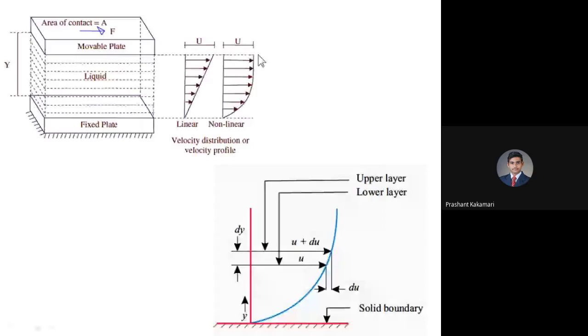Without a Newtonian fluid, it may become a curvilinear path. So the velocity, if you see, will achieve the given velocity of the moving plate.